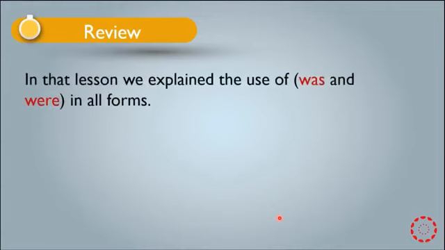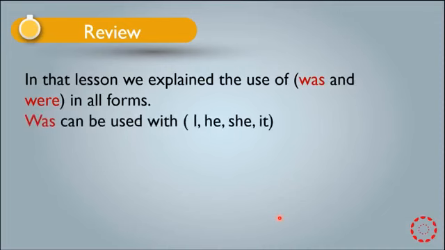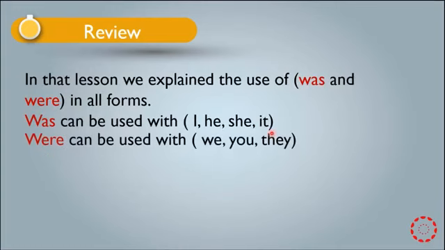Let's review. In this lesson, we explained the use of was and were in all forms. We mentioned that was can be used with I, he, she, it. Were can be used with we, you, they.